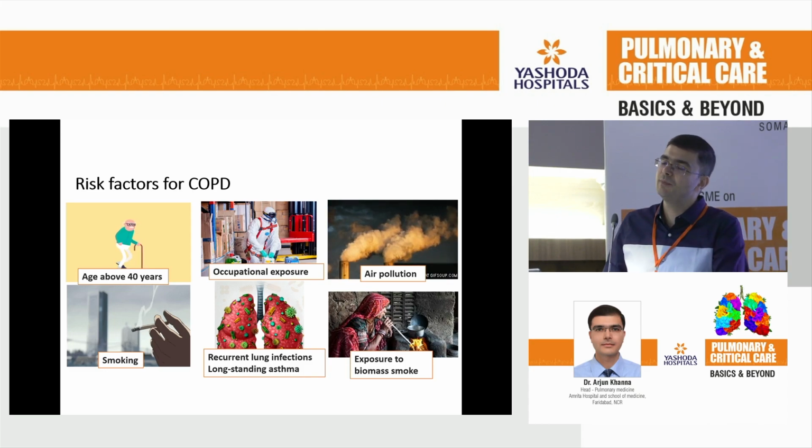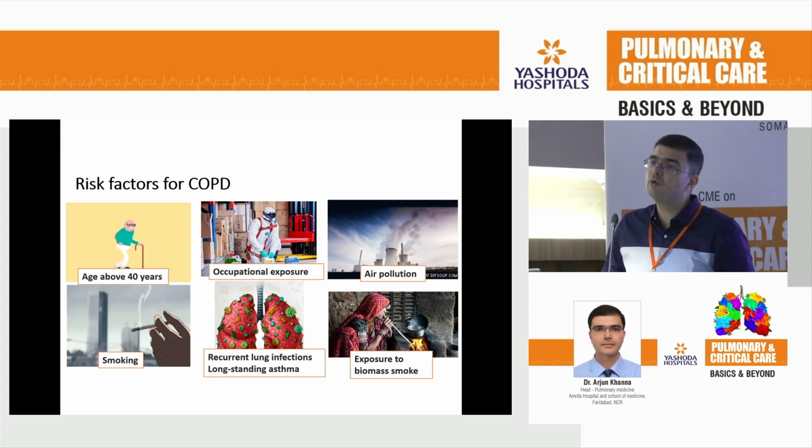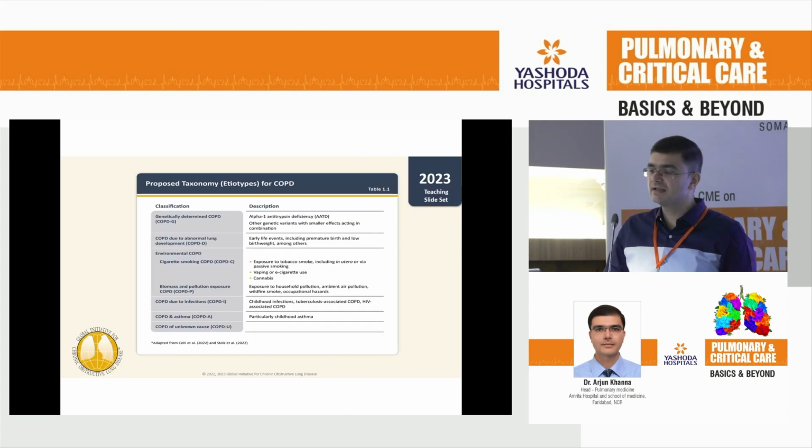the development of COPD, and this is something new in 2023, that they have started talking about other risk factors of COPD rather than smoking. And so they have come up with this taxonomical classification or a nomenclature for COPD. So someone who has an alpha-1 antitrypsin associated COPD is going to be called COPD-G or COPD genetic.